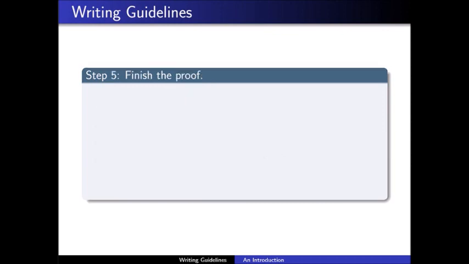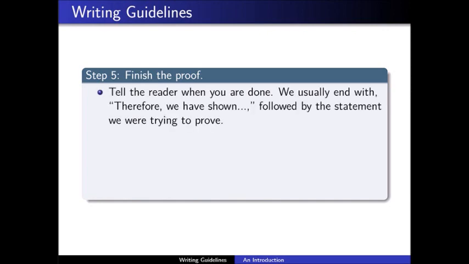The fifth and final step is to actually finish the proof. Once you have all of the math content that you need, we are now ready to wrap things up. Tell the reader when you are done. We usually end with some sentence like, therefore we have shown blah blah blah, where blah blah blah is the statement that we are actually trying to prove.